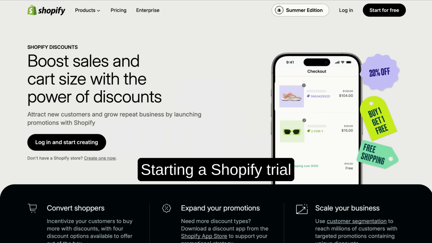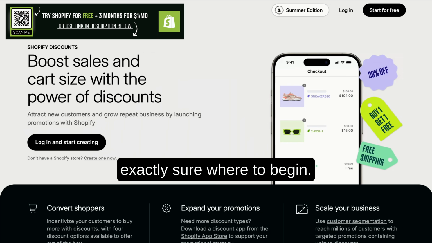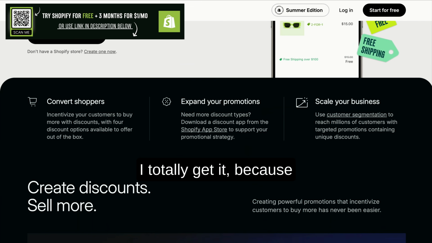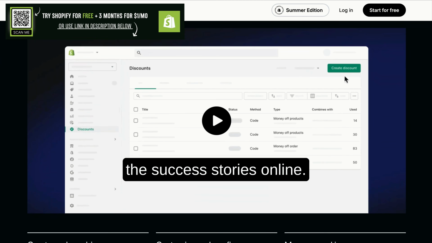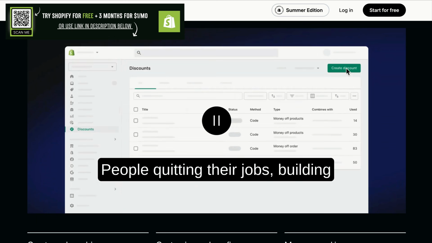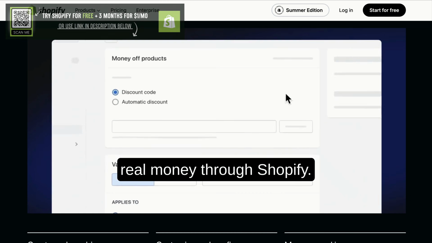Starting a Shopify trial account can feel overwhelming, especially if you're not exactly sure where to begin. I totally get it because so many people have that exact same feeling. You've probably seen all the success stories online. People quitting their jobs, building businesses from scratch, and making real money through Shopify.